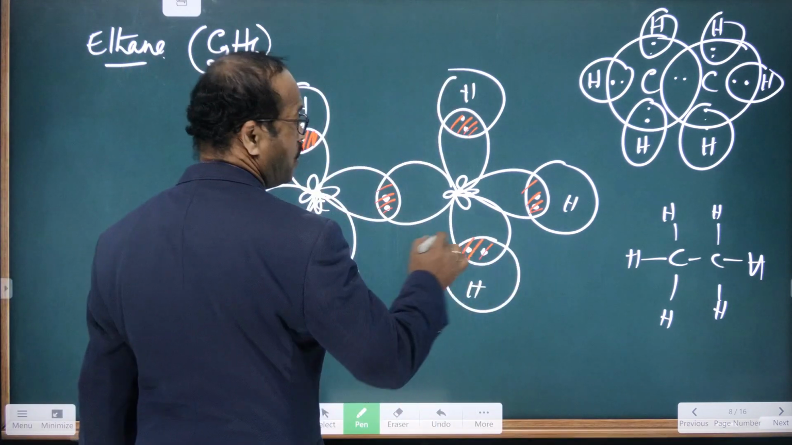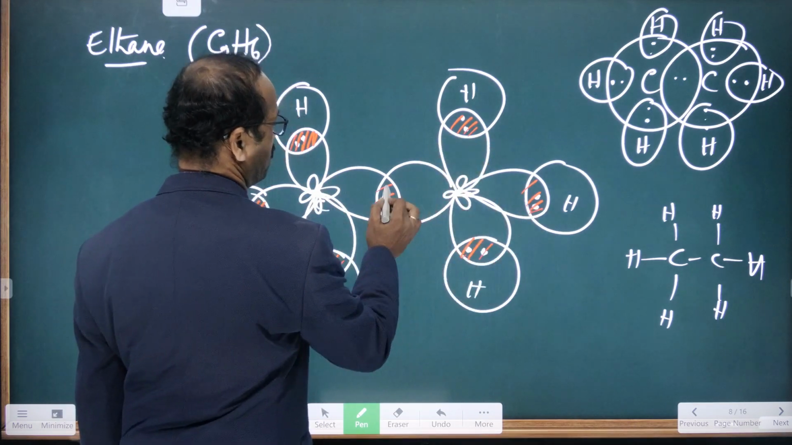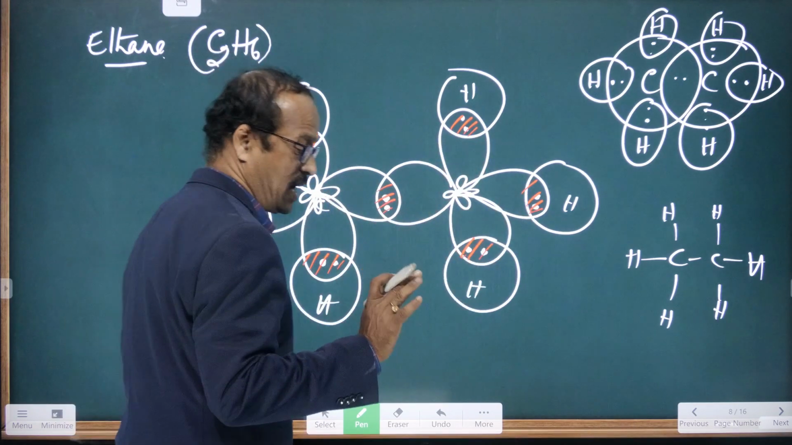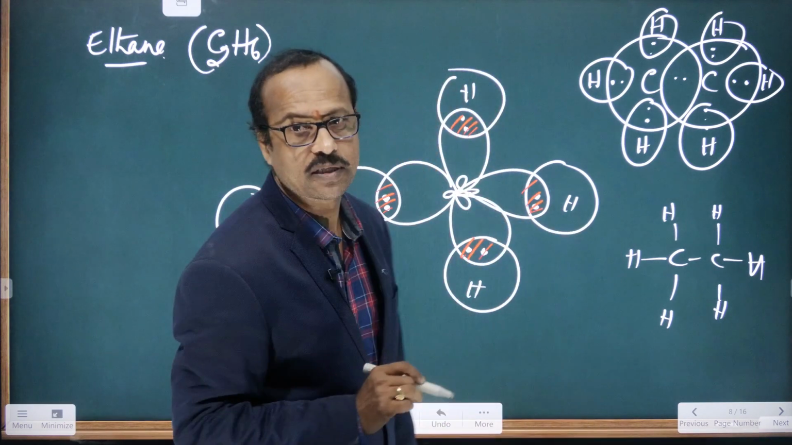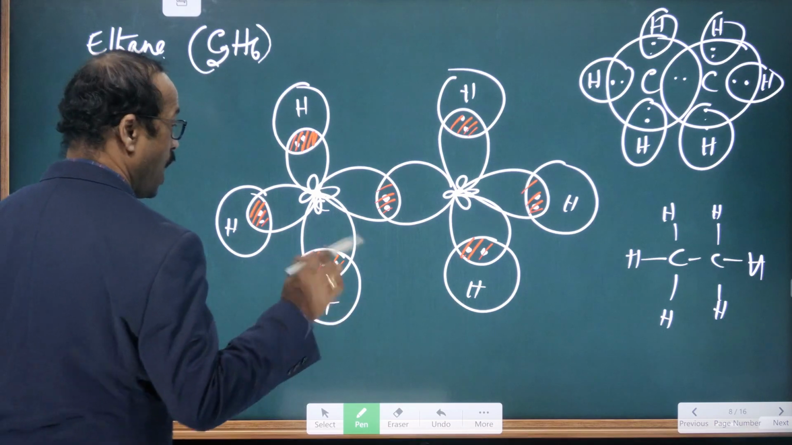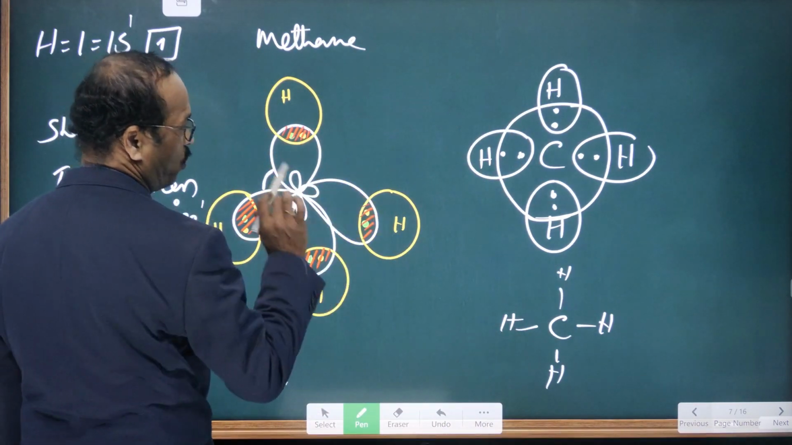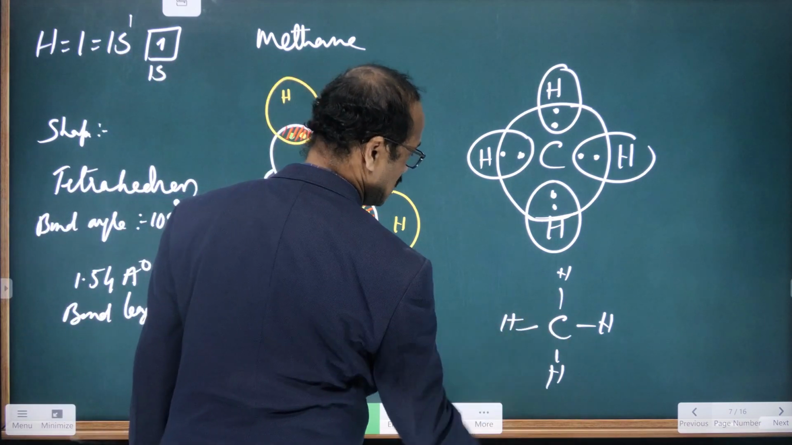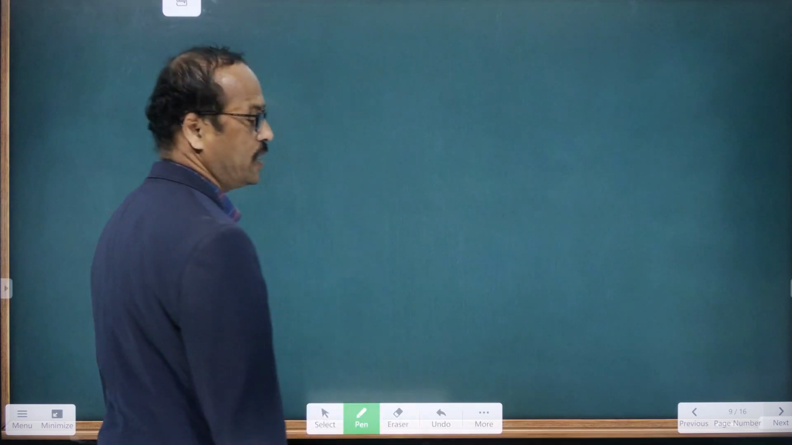And here, how many sigma bonds are there in ethane? This is 1, 2, 3, 4, 5, 6, and between the 2 carbons, 1 more, so 7. If they ask you how many sigma bonds are there in ethane, there are 7 sigma bonds. How many sigma bonds are there in methane? 1, 2, 3, 4. Only 4 sigma bonds. Clear? So this is the formation of ethane.